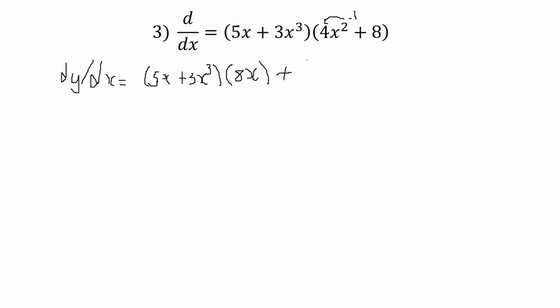And on the other side now, I leave the second function as it is. So I have 4x squared plus 8. So that's the second function. And I multiply that by the derivative of the first function. So in this case, the derivative of the first one will be 5 plus 9x squared. Good. And again, same thing over here. Remember, the 3 goes in front. So 3 times 3 is 9. And then 3 minus 1. That gives us 2.